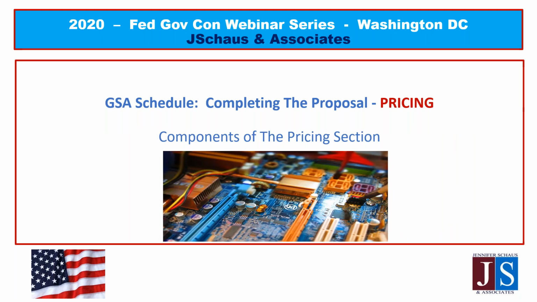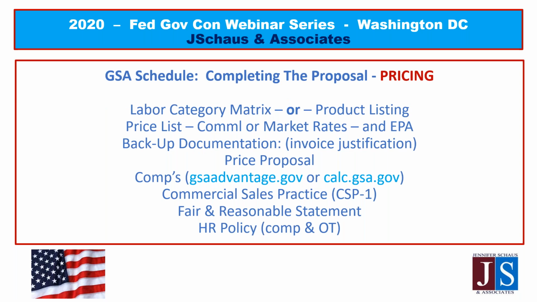Okay, so the components of the pricing section, these are the pieces that you'll find in the solicitation. If you're providing professional services, then you'll have your labor category matrix. That's going to be the name of the job title, minimum education requirements, minimum years of experience requirement, and then a short description.